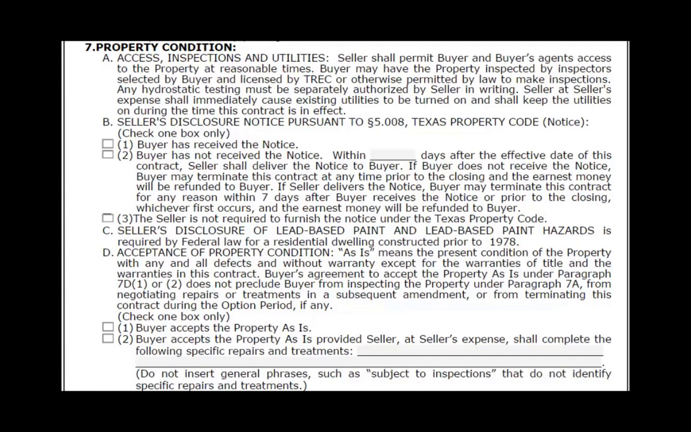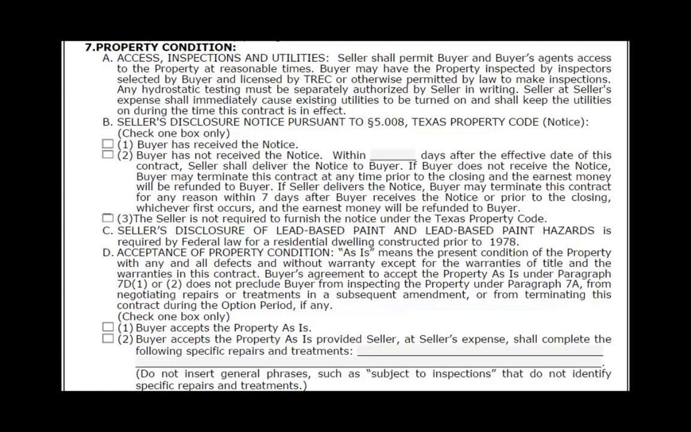They just added this one thing here because hydrostatic testing is testing that's done to see if there's going to be a water leak in the plumbing system of the property. And that kind of inspection, that kind of test, I assume is a little bit more invasive than just a traditional inspection. And so it has to be authorized by the seller. Actually, it doesn't say prior, but it has to be authorized by the seller separately in writing in order to approve that kind of testing.